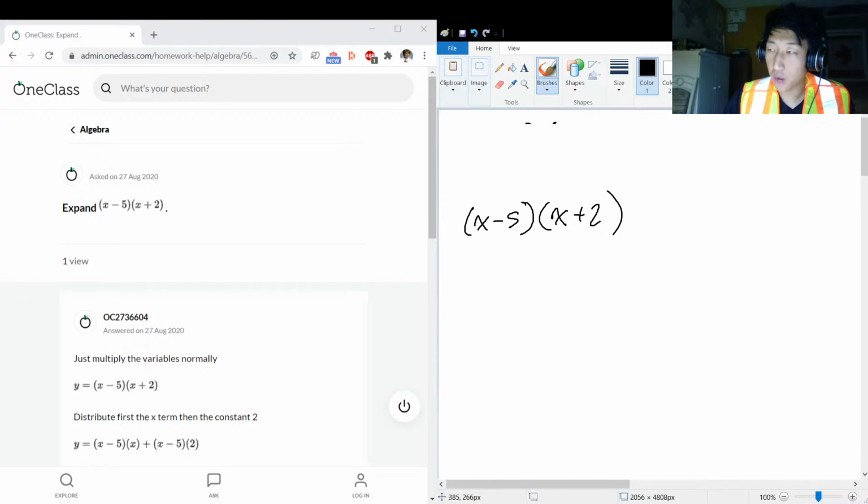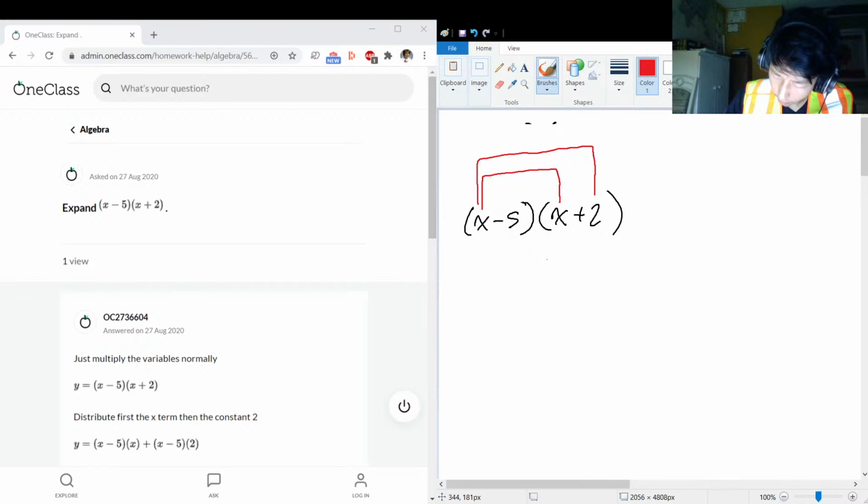Okay, now when you're expanding, this is the strategy that you typically want to use. We're going to multiply the first and the first, and then we're also going to multiply the first and the second. And then in blue, we can take care of the second of the first times the first of the second, times those. Okay, and these are going to be multiplications that we're doing.